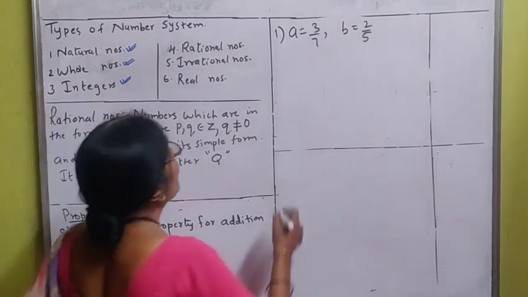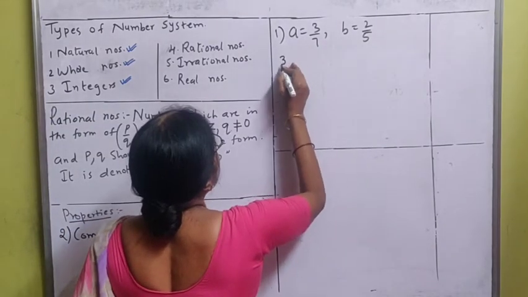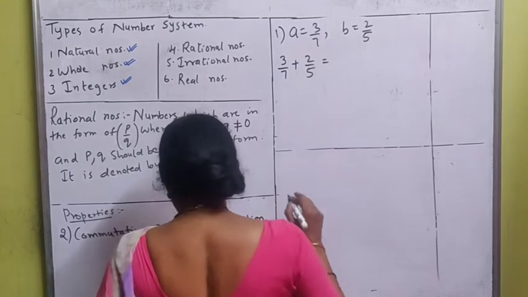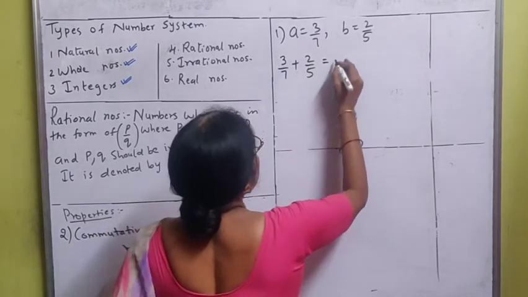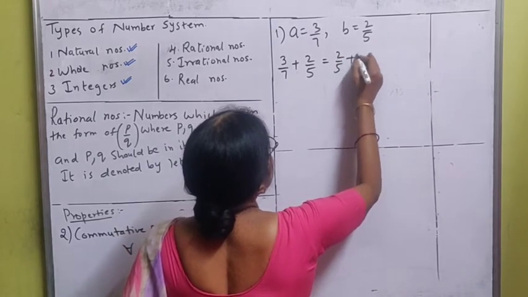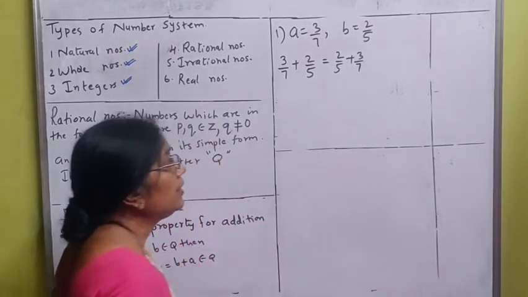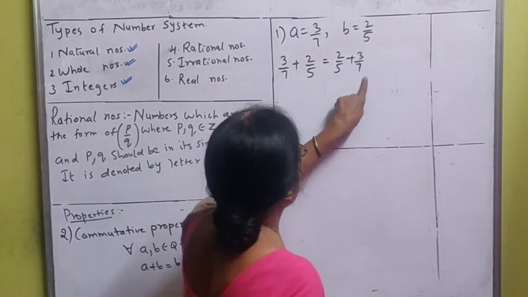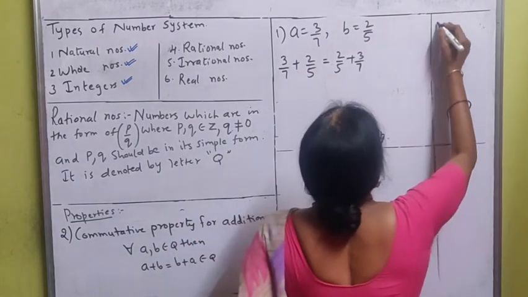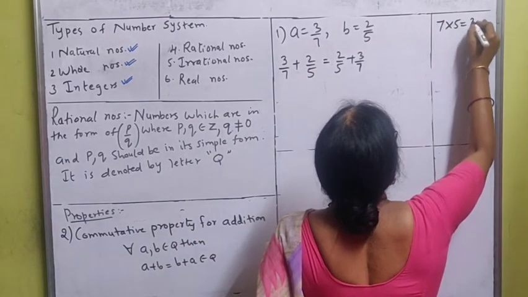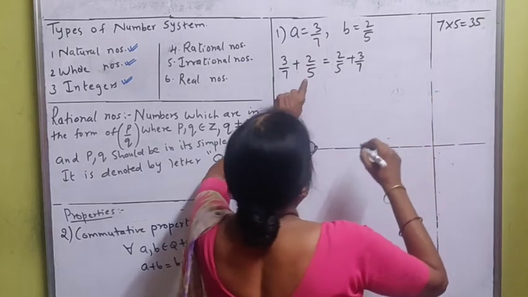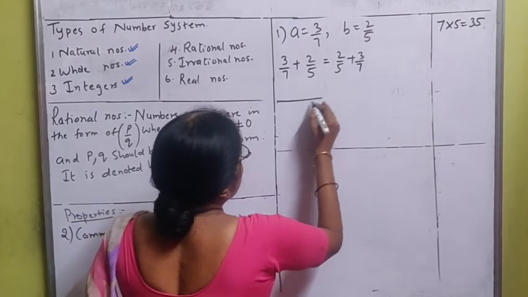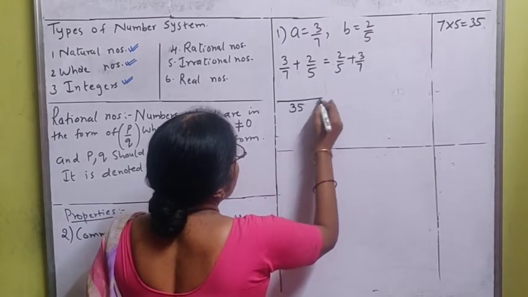So let us take the value of A. What is the value of A? 3 by 7 plus 2 by 5 is equal to, what is B plus A? 2 by 5 plus 3 by 7. Now pay attention here. Here it is 7 and 5, and here also 5 and 7. Both are prime numbers, so the LCM will be the same for both of them. 7 into 5 is 35, 5 into 7 is also 35. So for A plus B also the denominator is 35.